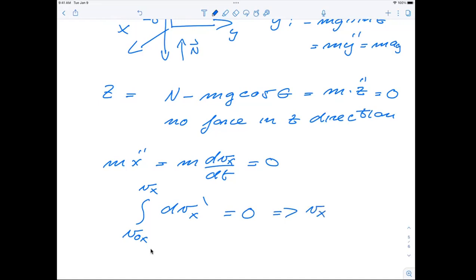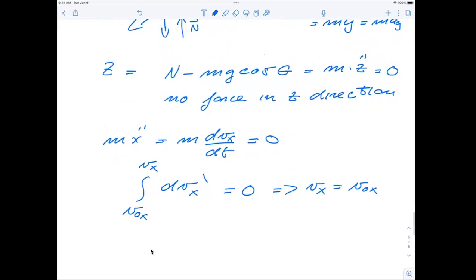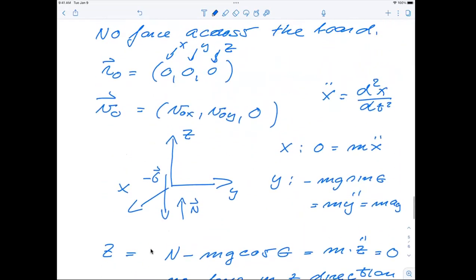And that sounds reasonable, right? Because we have no force in the x direction, so then the velocity has to be constant. So that means that we have v0x. Now, we have assumed that this, from the initial values, is different from 0. And this is the assumption which we made when we put up the initial conditions.